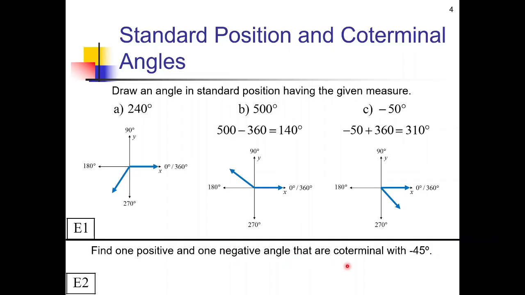All right, if I want a positive angle and I'm starting with a negative, I need to add 360 to that. -45 plus 360 gives me a coterminal angle of 315 degrees. And if I want a negative angle, the only way I can get that is if I subtract 360 from -45, and that's going to give me -405 degrees.